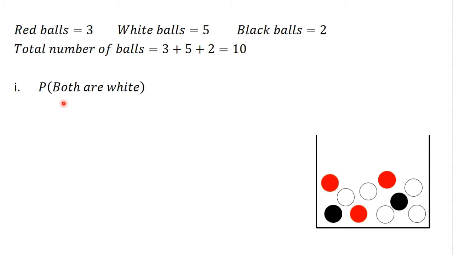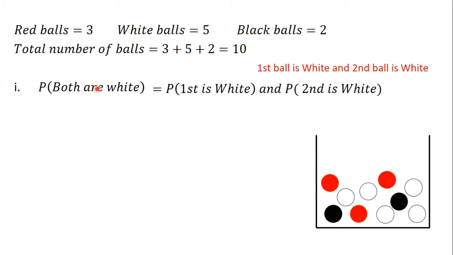The first part of the question says that we should find the probability that both balls are white. Remember, we are selecting 2 balls one after the other. So if both balls are white, what it means is that the first ball we select is white and the second ball we select is also white. This means that the probability that both balls are white is equal to the probability that the first is white and the probability that the second is white.